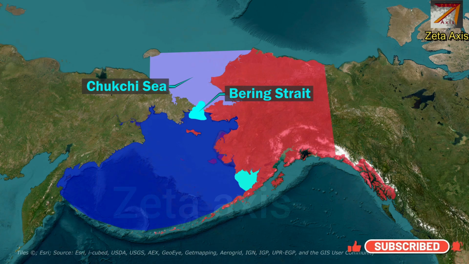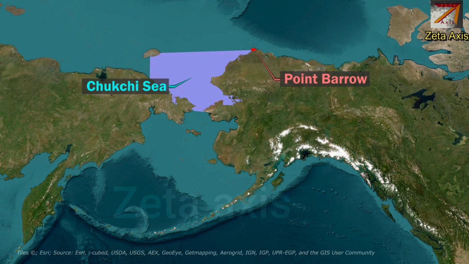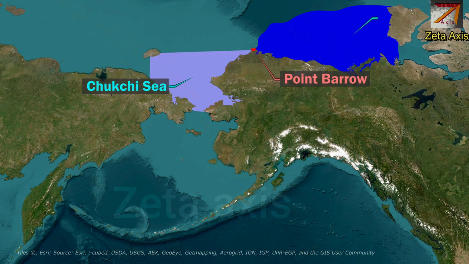The Chukchi Sea is a marginal sea in the Arctic Ocean. It is bounded on the west by Long Strait of Wrangel Island and in the east by Point Barrow of Alaska. Beyond Point Barrow, we have the Beaufort Sea. The international date line crosses the Chukchi Sea.